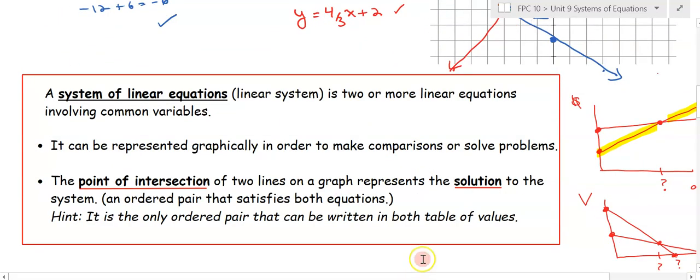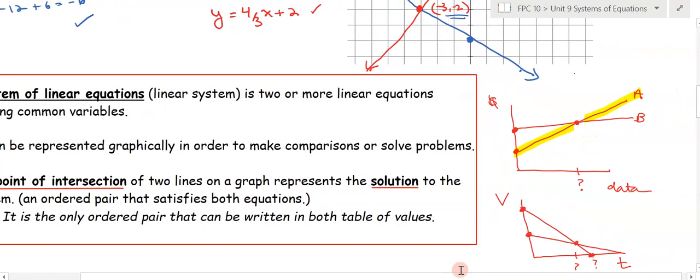So, a system of linear equations is two or more linear equations involving same variables. It can be represented graphically in order to make comparisons or solve problems. The point of intersection of two lines on a graph represents the solution to the system. It's an ordered pair or an xy pair that balances both equations, right?